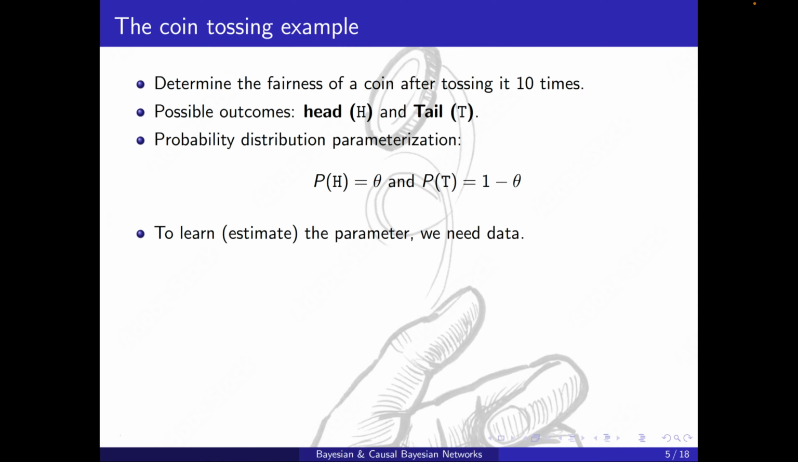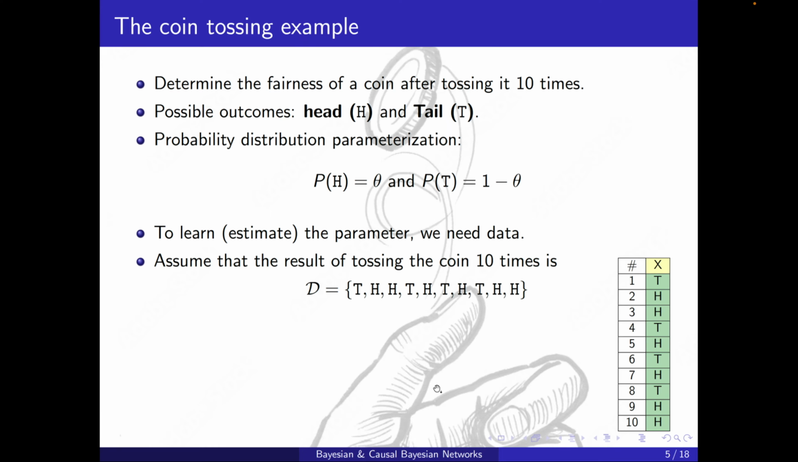Of course, to learn or estimate the parameter, we need data. Here, we were asked to do it 10 times, so I'm giving you the data set 10 times and the variable of interest, heads or tail. Here we see the observations. Okay, so how can we do it?